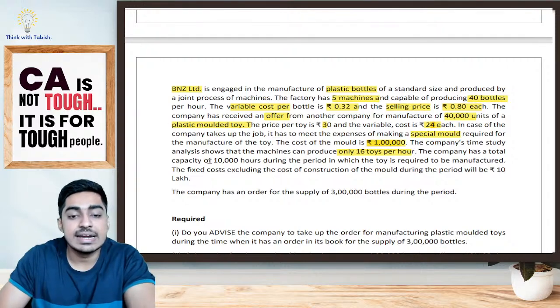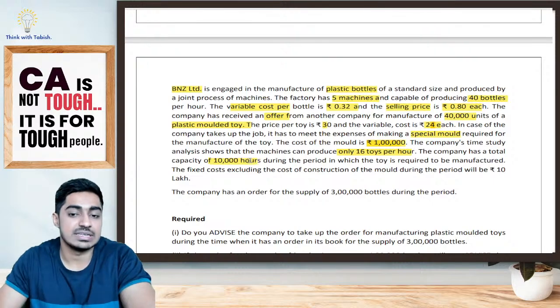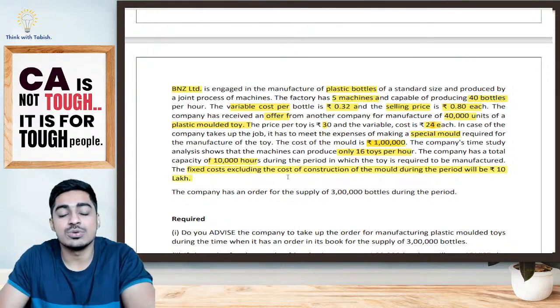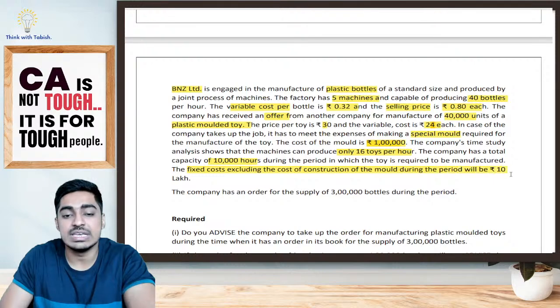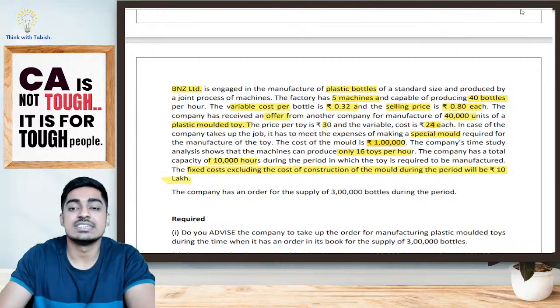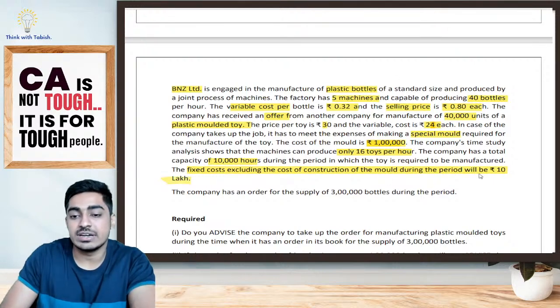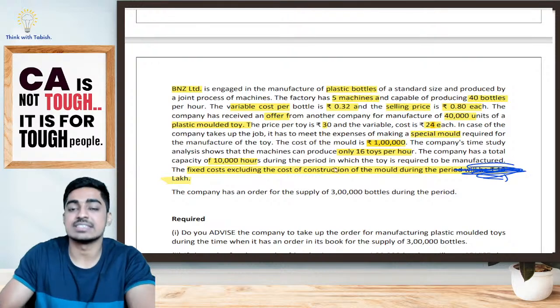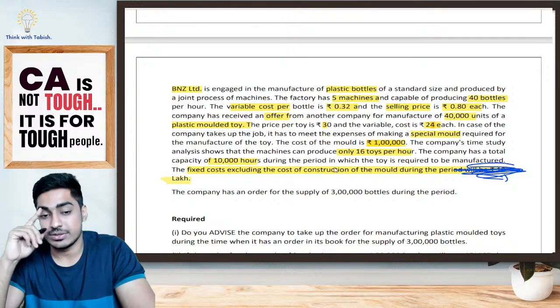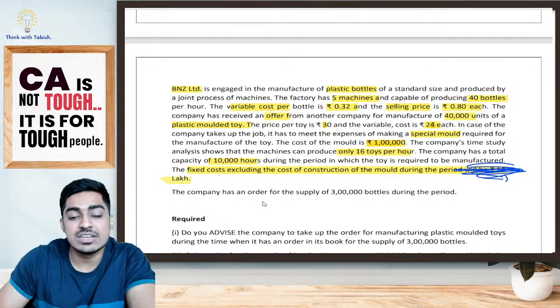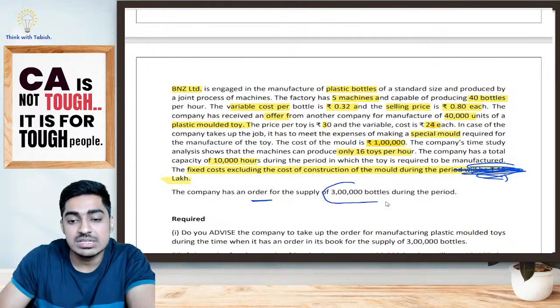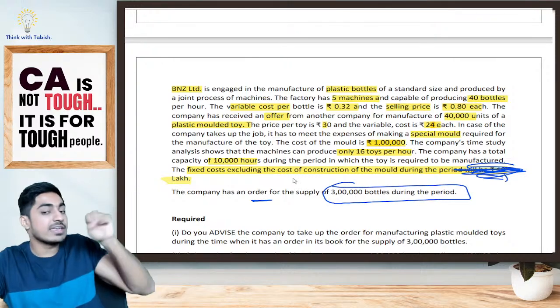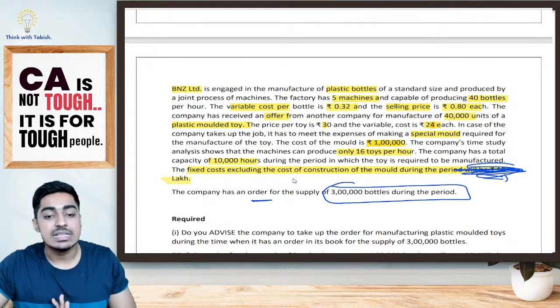The company has a total of 10,000 hours capacity in which the toy is required to be manufactured. Fixed cost, excluding the cost of construction of the mold, is 10 lakh rupees. This is the general fixed cost, allocated fixed cost. It is irrelevant. We tell it, get lost. We are not looking at you. The company has an order for 3 lakh bottles. The company is already having an order for 3 lakh bottles.